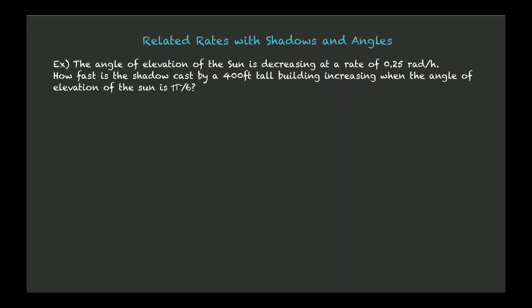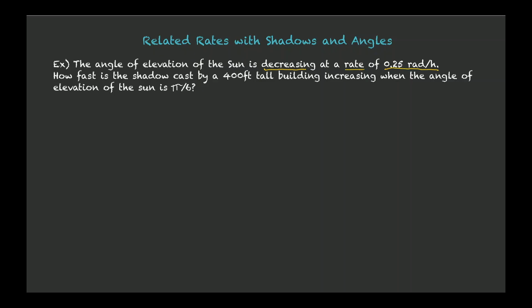Now that we've read the problem, our first key step in solving it is to find any rates of change and express those as derivatives. For example, at the very beginning of the problem, it says that the angle of elevation is decreasing at a rate of 0.25 radians per hour.